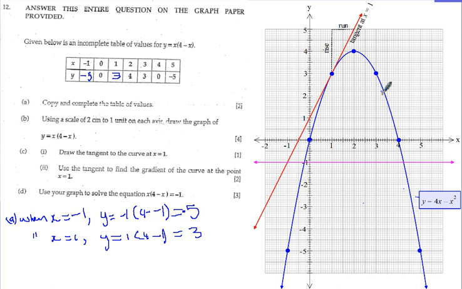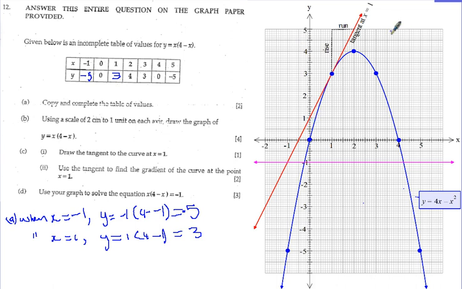Every point the gradient is different, and the gradient at each point is equal to the gradient of the tangent. So the gradient at any point on the parabola is equal to the gradient of the tangent at that point. So when they say use the tangent to find the gradient of the curve at the point x equals 1, you just need to find the gradient of this curve, right? And remember, gradient is what?